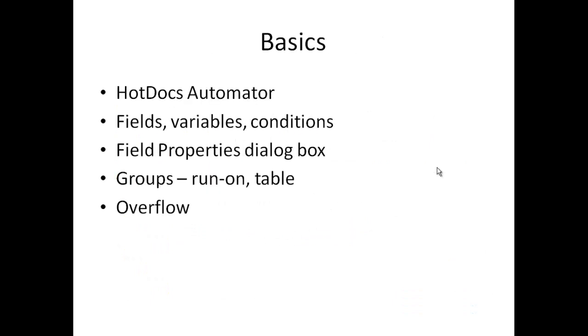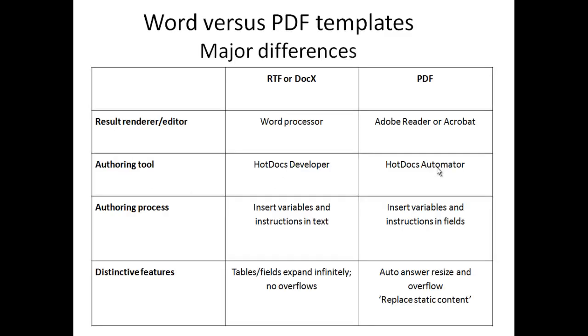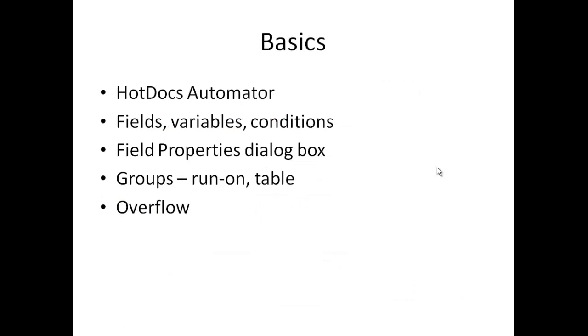This is what I've just pretty much gone through, the basics of Automator, how you construct fields, variables. We'll talk about conditions in a second. The field properties dialog box we looked at. You saw a group, one kind of a group, the run-on group, to handle those three multiple choice checkboxes. Overflow is very important. I'll show that in a minute.